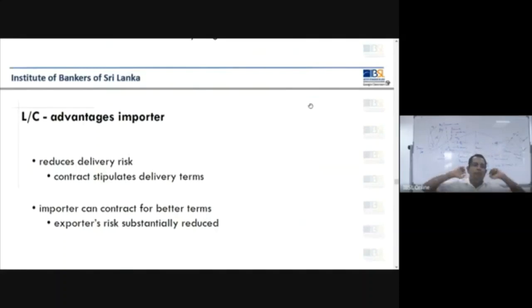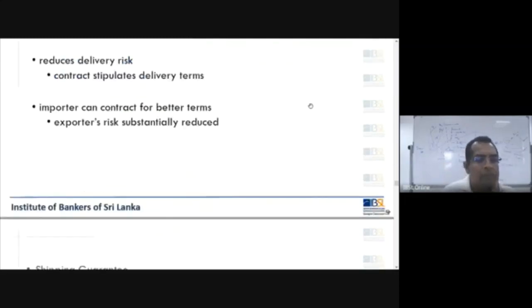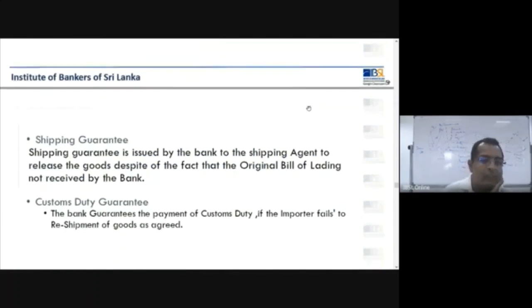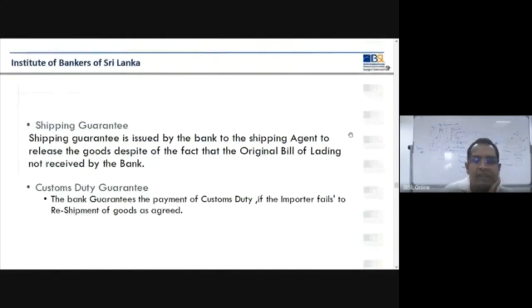Advantages to importer: reduce the delivery risk, right? Contract stipulates the delivery terms. We need the quantity, quality, delivery dates, everything is stipulated in the LC. Then importer can negotiate for better pricing. Why? Exporter has a reduced risk when it is a LC, right? Shipping guarantee, what I discussed earlier.